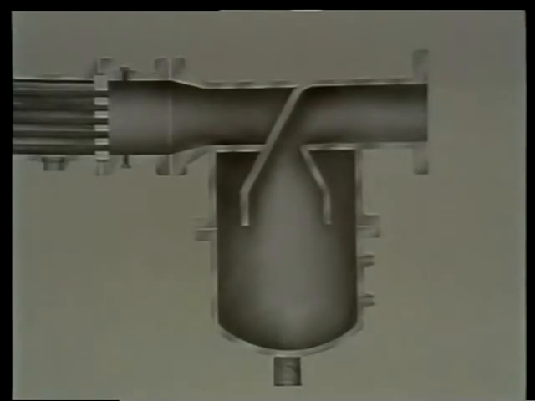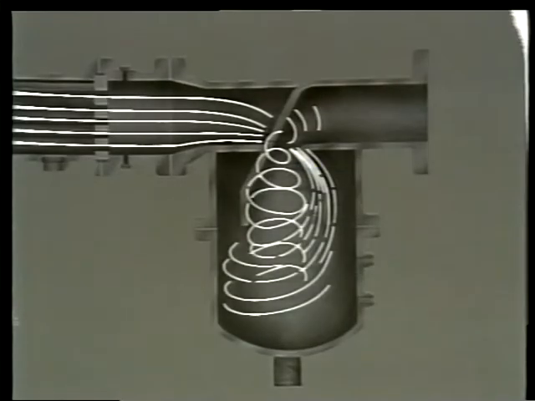Most moisture separators work by spinning the air around in a tight spiral. Water, being heavier than air, is thrown to the sides by centrifugal force. The water that accumulates in the moisture separator is drained out from the bottom.